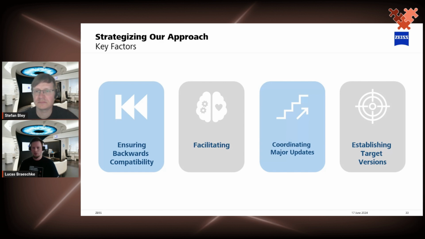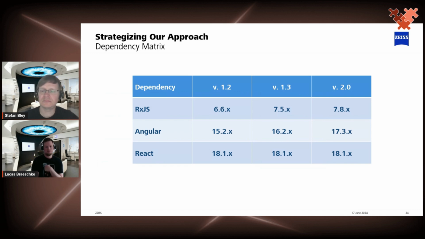So something we do is we establish target versions for our releases. It could look something like this. We are talking about now 1.2, 1.3, 2.0, and they don't match with the dependencies. But what we do is we say, okay, in version 1.2, we use Axios in version 6.6.